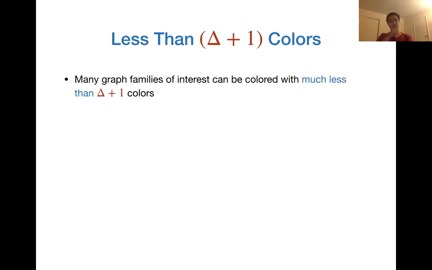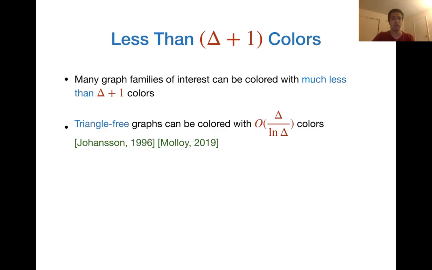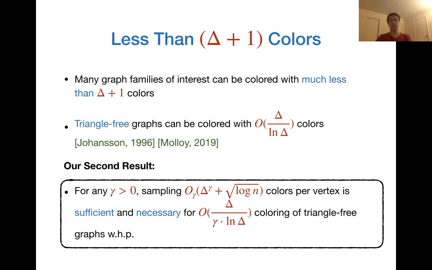The second result concerns a setting where we are going to use fewer than delta+1 colors. In fact, many graph families of interest do not require delta+1 colors. They can be colored with much, much fewer colors. A canonical example is triangle-free graphs, which can be colored with roughly delta divided by log delta colors. And here we can prove that for any parameter gamma, not necessarily a constant, if we sample delta to the gamma plus square root log n colors per vertex, then we can color the graph with roughly delta over log delta colors, but there is this parameter gamma that appears here.